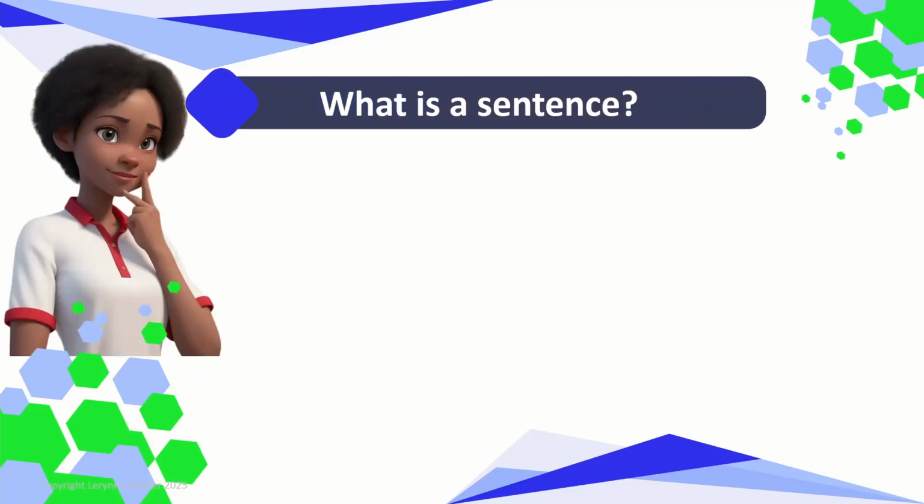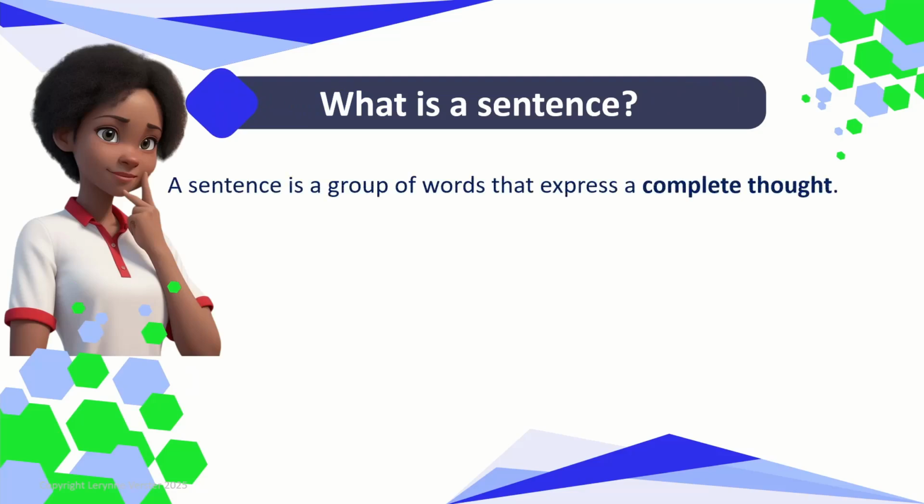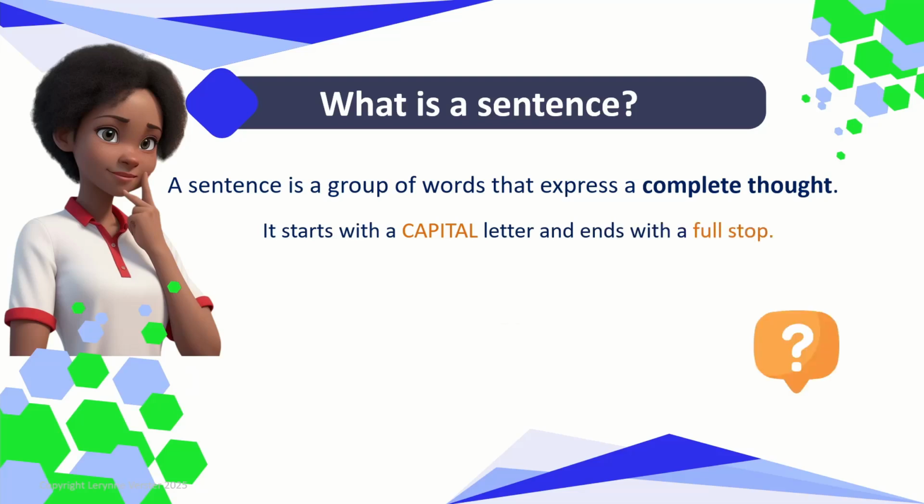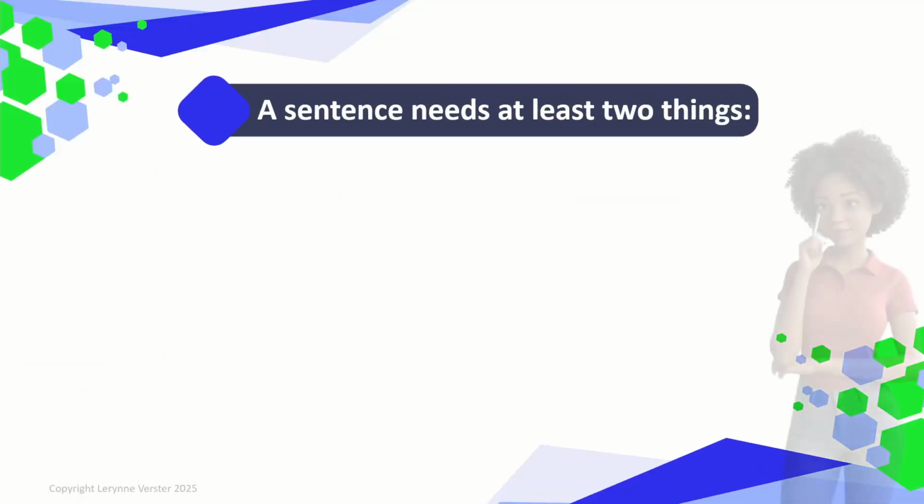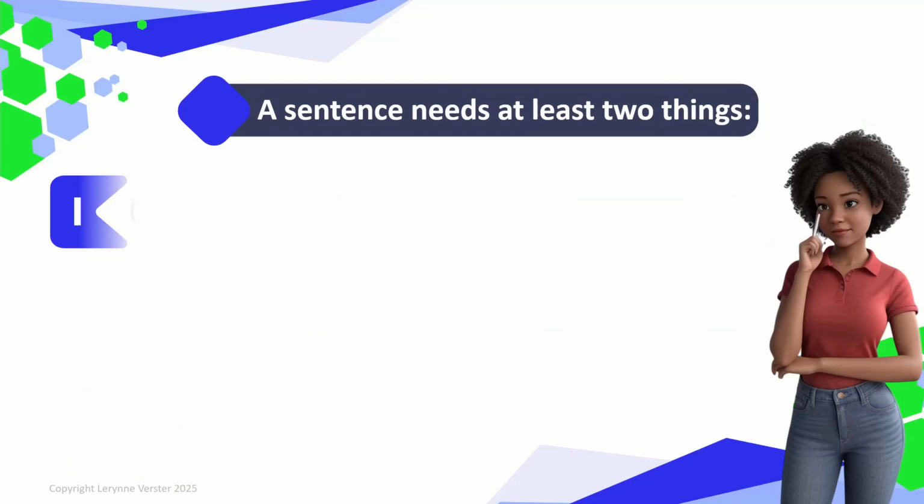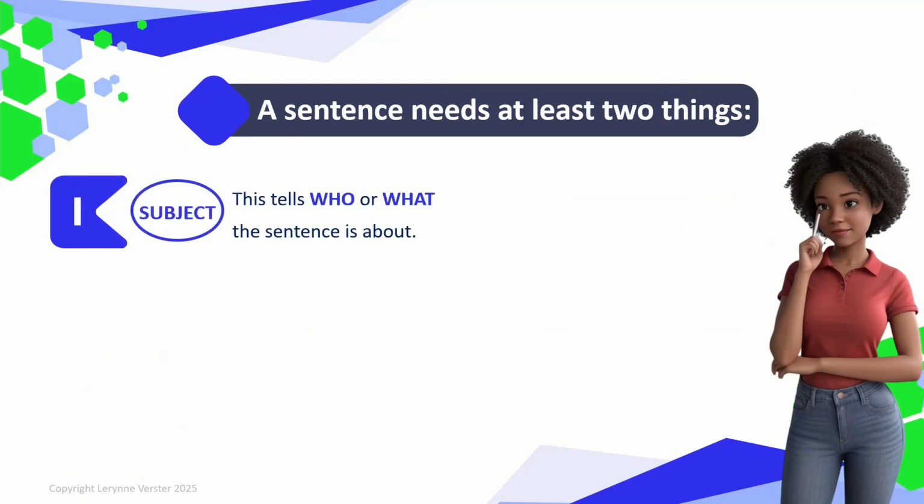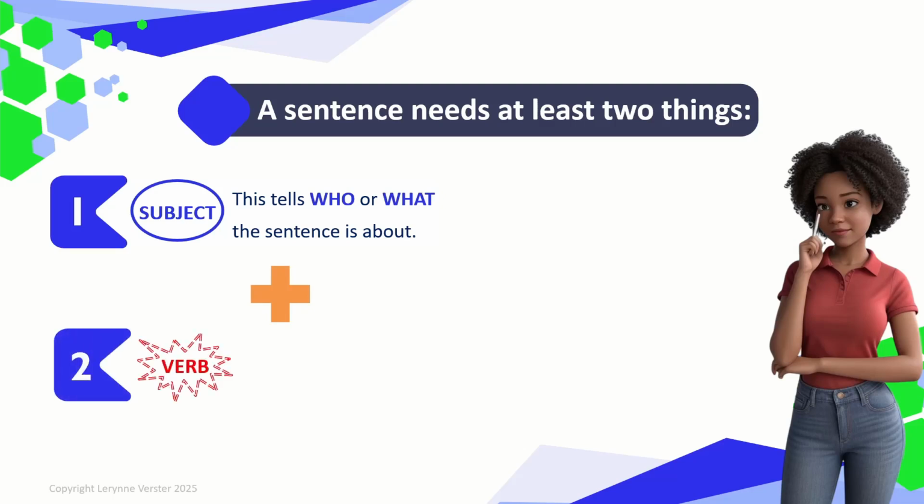In English, a sentence is a group of words that express a complete thought. It starts with a capital letter and ends with a full stop. Have you ever wondered what makes a sentence in English complete? Write down your answer. Every sentence needs at least 2 things. A subject. This tells us who or what the sentence is about. And a verb. This tells us what the subject does or what action the subject takes.